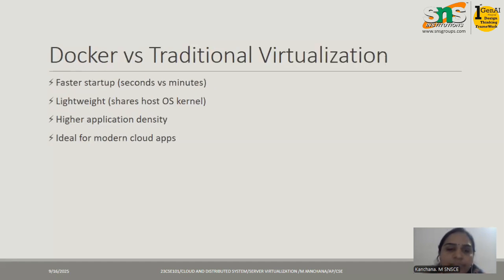And this is how Docker is different from traditional virtualization. A Docker container starts in seconds, while virtual machines take minutes. Containers are lightweight because they share the host operating system, unlike virtual machines that need their own. This means you can run more apps on the same machine with Docker. So it's ideal for modern cloud apps, making systems faster and more efficient.